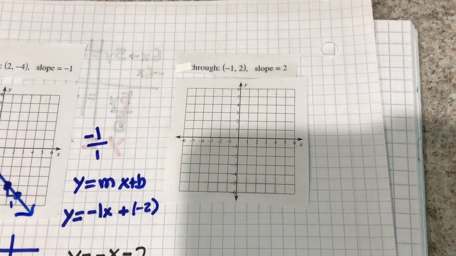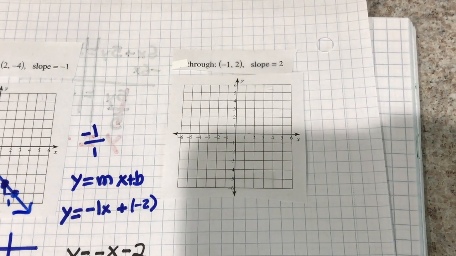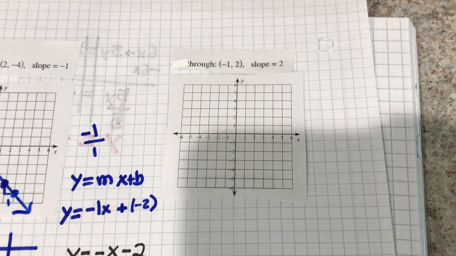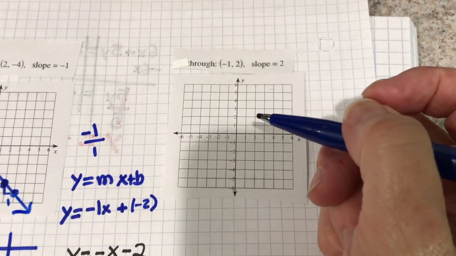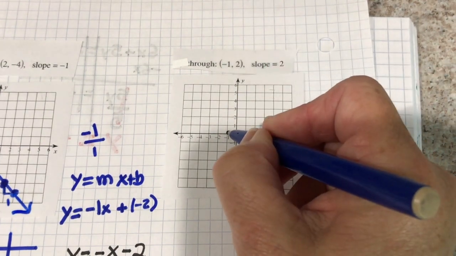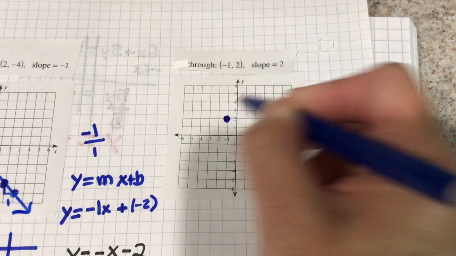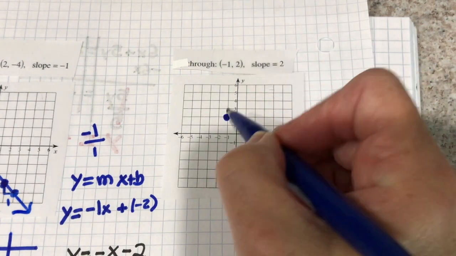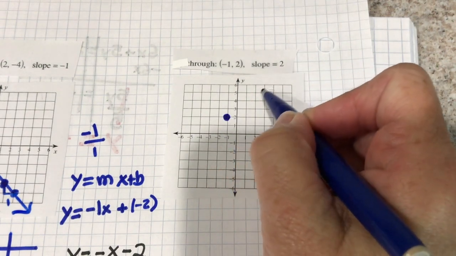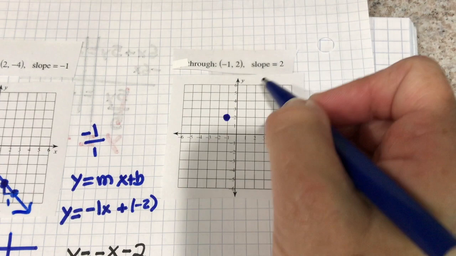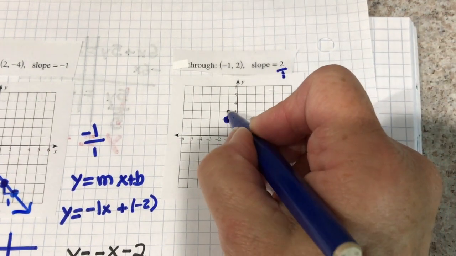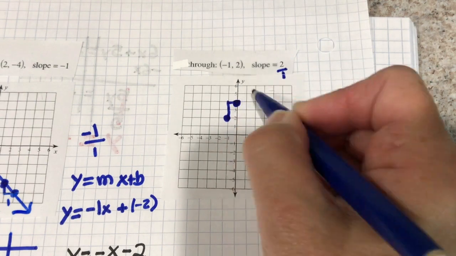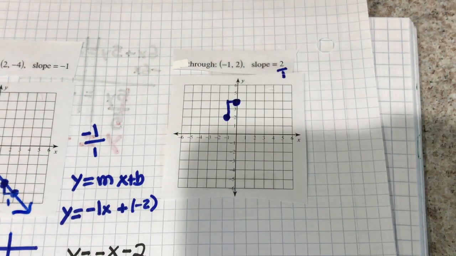All right, here's our last example. Again, we're given a point and a slope. So let's start by graphing the point, which is negative 1, positive 2. This graph has a positive slope, so we know the line's going to go up to the right. The slope is 2, same as 2 over 1, so we're going to go up 2 over 1. We're going to draw our line.